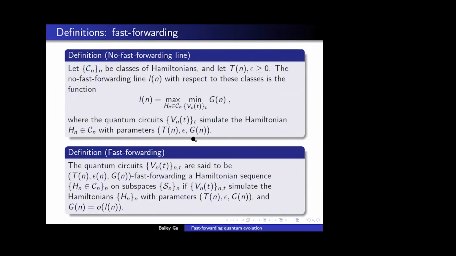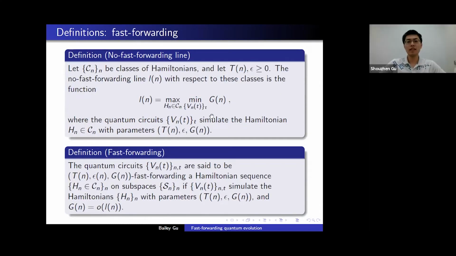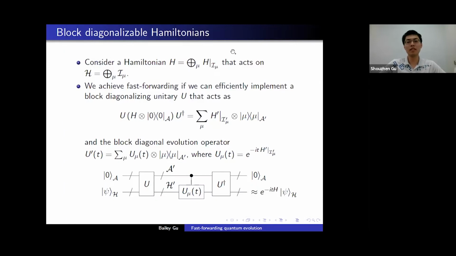Okay, good. So now let me give the first example of fast forwarding, and it's for block diagonalizable Hamiltonians. This is a pretty straightforward generalization of the diagonalizable case. So we have a Hamiltonian H acting on script H, and let's say the Hilbert space can be decomposed into invariant subspaces of the Hamiltonian. And so then H is going to be decomposed as a direct sum of H restricted to these subspaces.